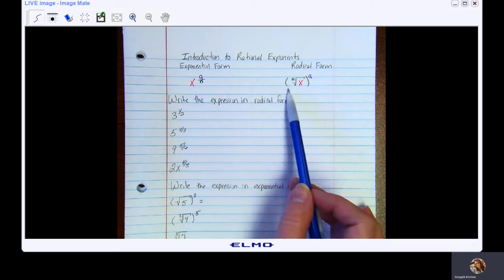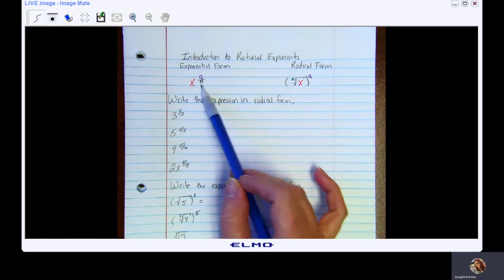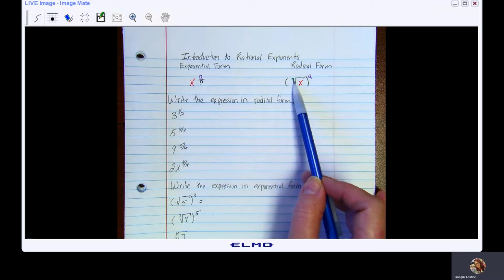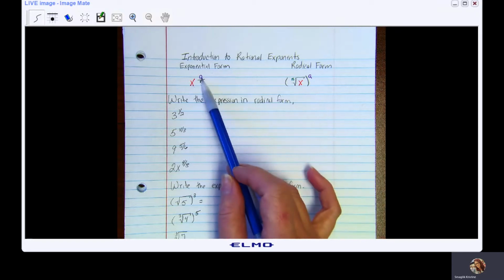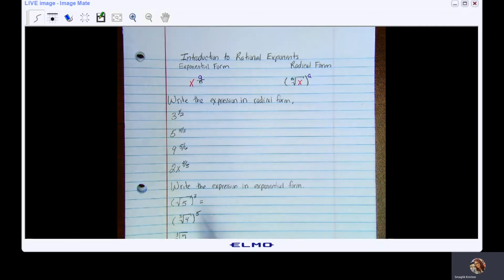To move this into radical form, you're just drawing your radical. Your base becomes your radicand. The denominator of your exponent is your index or your root. And then whatever the numerator of your exponent is, that becomes the exponent on the radical. Now let's go ahead and do a few conversions.